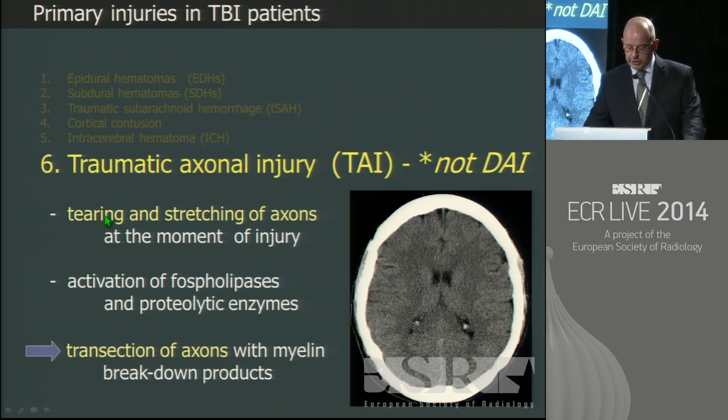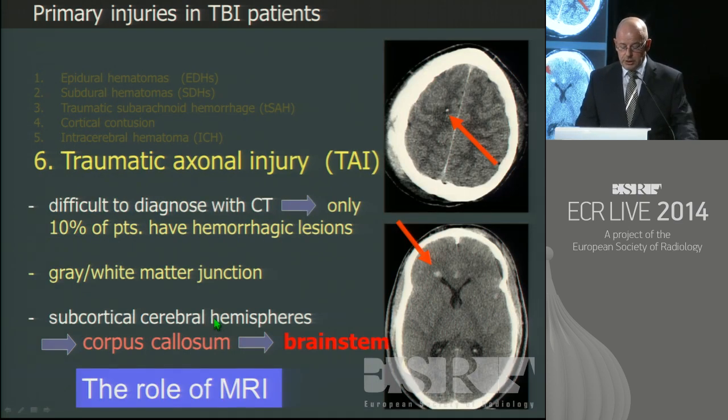It starts with the tearing and stretching of the axons at the moment of injury, and this starts the activation of different enzymes, and this activation of these enzymes lasts and ends with the transection of axons with myelin and breakdown products. Well, of course, it's a very, very short story. Traumatic axonal injury is very difficult to diagnose with the CT because we can only detect the lesions which are hemorrhagic, and only 10% of the patients have hemorrhagic lesions, in fact, in traumatic axonal injury.